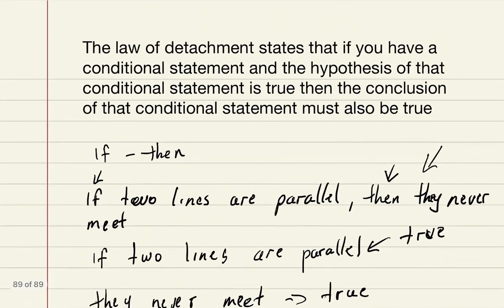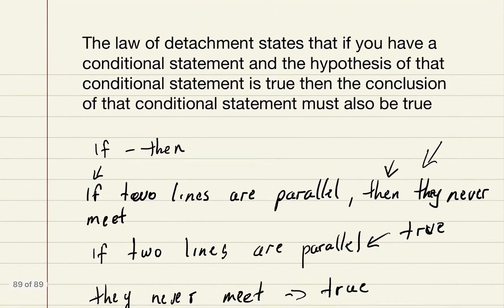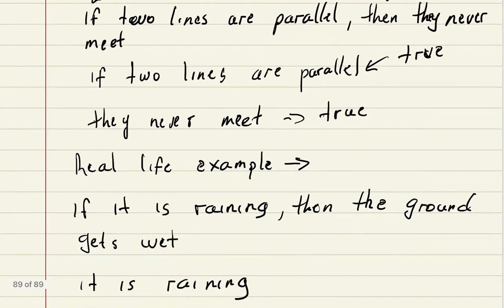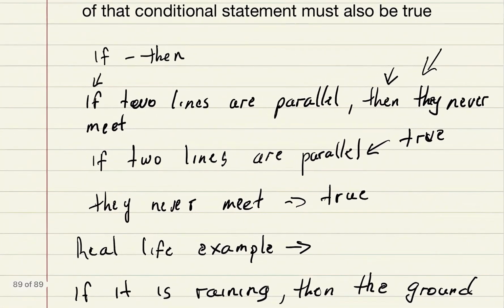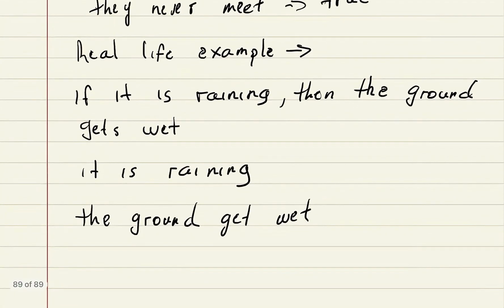So again, remember, the law of detachment states that if you have a conditional statement and the hypothesis of that conditional statement is true, the conclusion of that conditional statement must also be true. So this was the geometry example I gave you at the beginning, and this is the real life example. I hope that was clear.